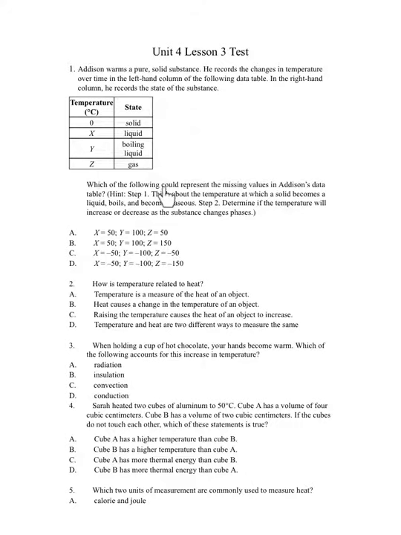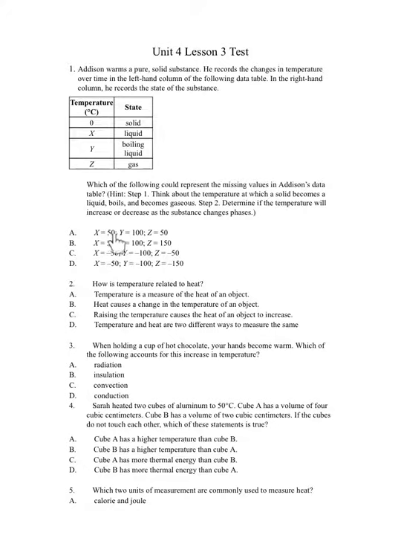Which of the following could represent the missing values in Addison's data table? Hint, step 1. Think about the temperature at which a solid becomes a liquid, boils, and becomes gaseous. Step 2. Determine if the temperature will increase or decrease as the substance changes phases.